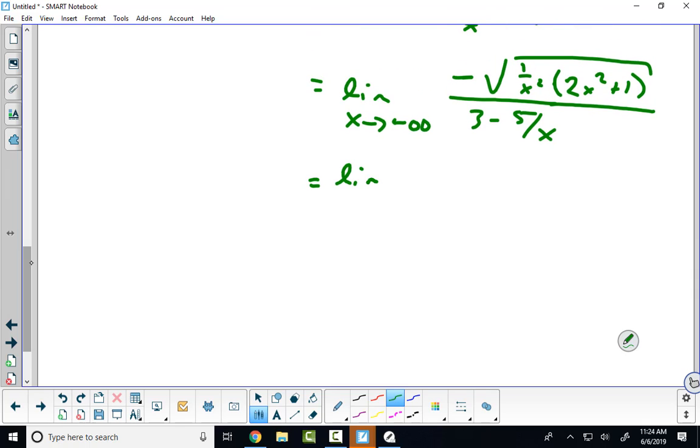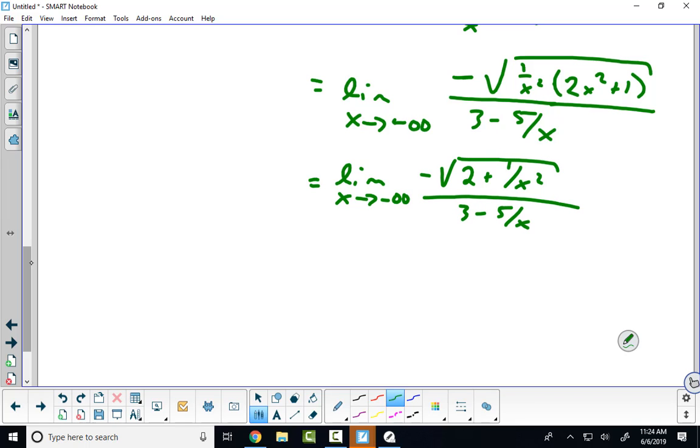This gives us the limit as x approaches negative infinity of negative square root of 2 plus 1 over x squared, all over 3 minus 5 over x. I think I did that right, yep. So this gives us, evaluating now essentially through direct substitution, right? It's not truly direct substitution, okay, but we're ready to say we distribute the limits everywhere. These that look like 1 over x to a power go to what? Zeros, and everything else is constants, right? So we're left with minus the square root of 2 plus 0 over 3 minus 0, which gives us minus the square root of 2 over 3.